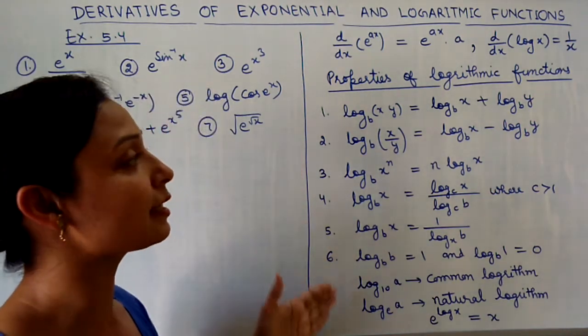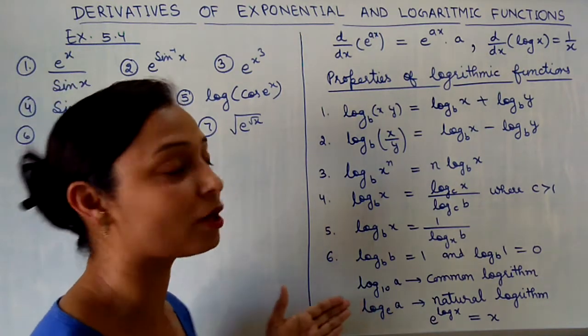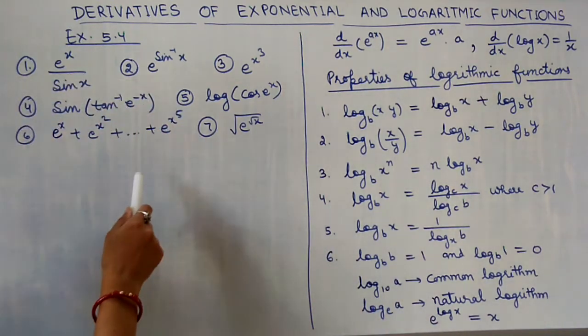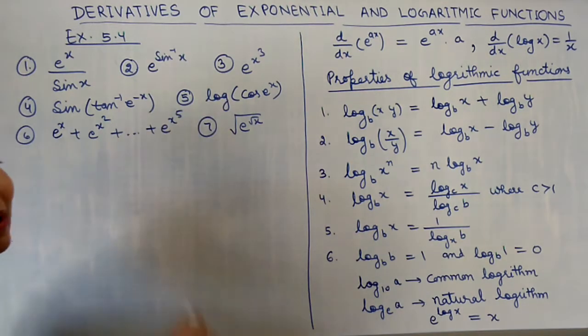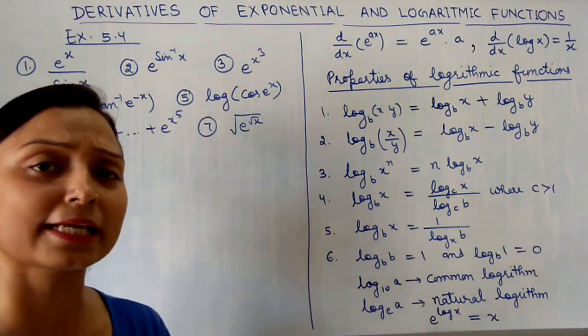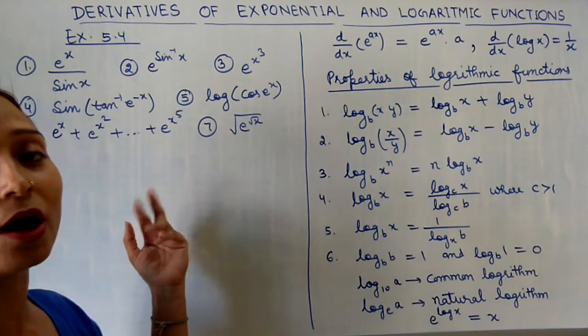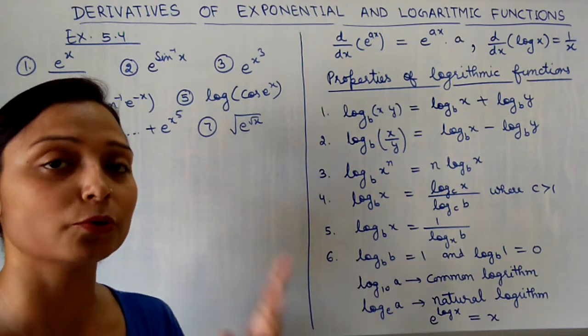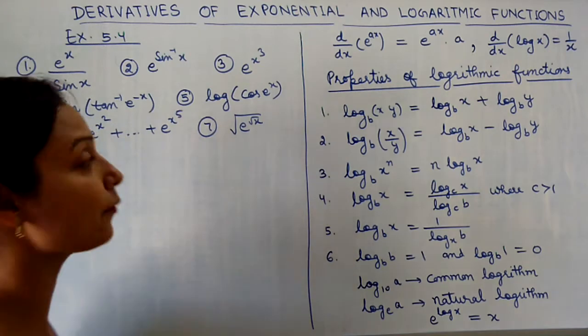So these are the properties of the logarithmic function. Now come to the exercise. The exercise has 8 or 9 questions. I will explain 7 questions for all of you. This type of question is a 1 minute question, and its weightage is either 1 mark or 2 marks. So I will start the questions.